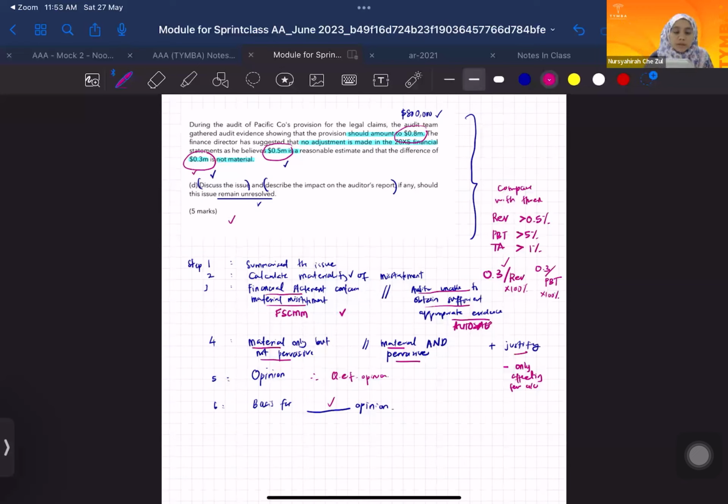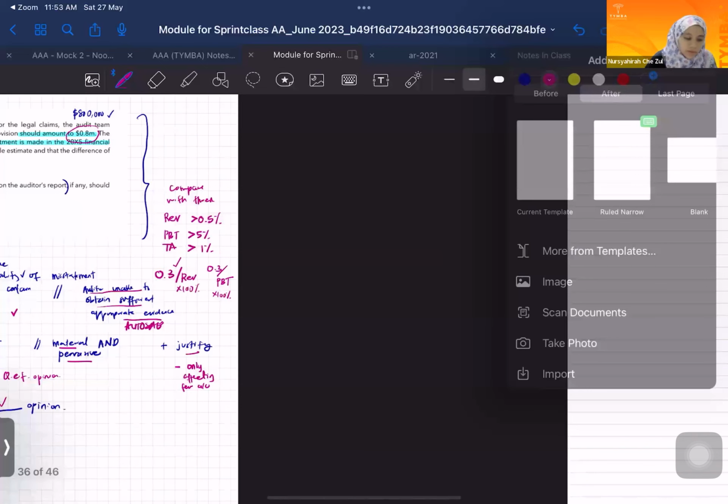Tips for summarizing the issue. This is where I want to do a demo. So let's go to the write up. Not this, the page like this is not nice. Where was it just now? Okay, so this is how you should present your answer.